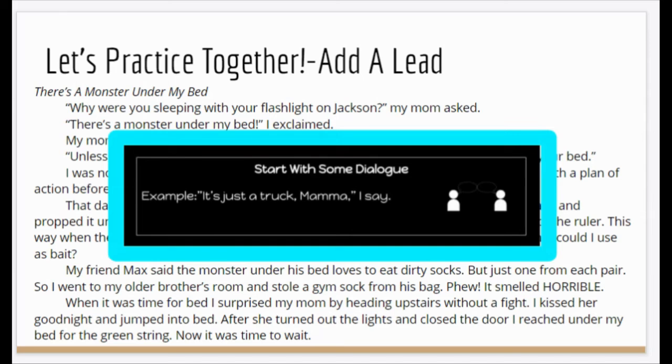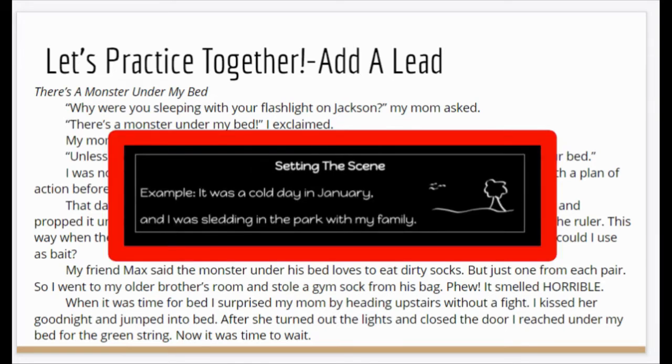Another strategy you might try is to start with some dialogue. An example from earlier this year was, "It's just a truck, Mama," I say. So how might we start, "There's a monster under my bed," with some dialogue? I'm thinking, and we know in this excerpt it does start with dialogue. We're a little further into the story, but if I was going to start at the beginning, "You can't scare me," I yelled into the darkness. Do you think that would make you want to read more? I know I would want to, because who are you yelling at in the dark? And I know the dark can be pretty scary.